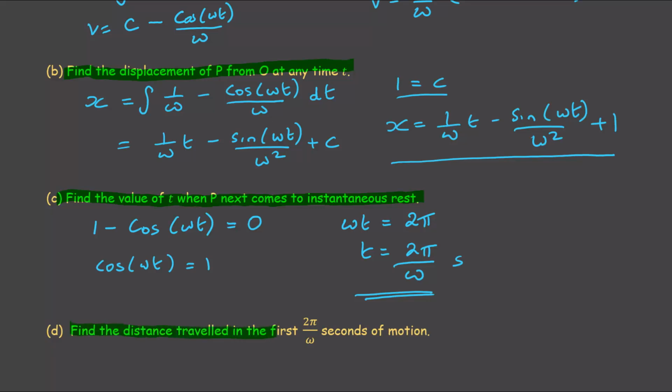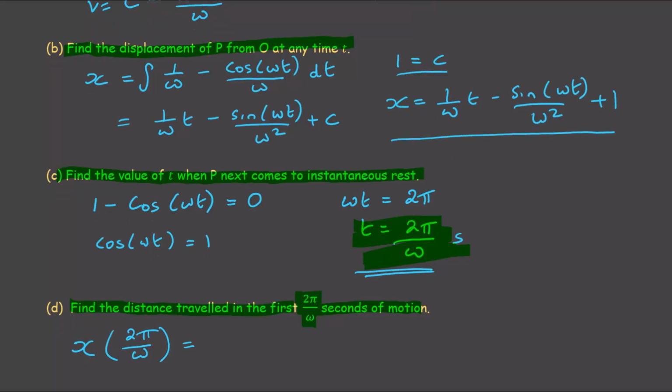Find the distance travelled in the first 2π over ω seconds of motion. And note that that is the first time that it's at rest after the t equals 0, the initial point. So it's travelling all in one direction during this time. And so what we could do is calculate x of 2π over ω.